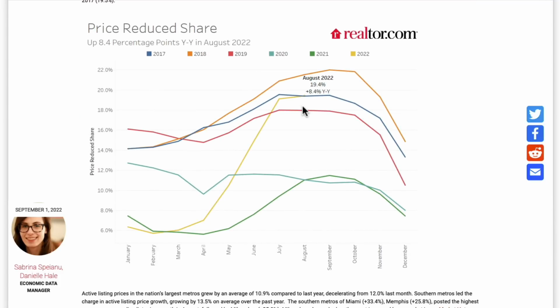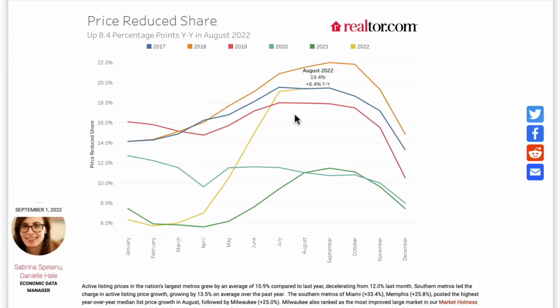This is the interesting one. This sort of cements it for me that more houses are just not going on the market or being removed from the market. This is the price reduced share, and it was really shooting up. This was consistent with people wanting to sell their homes before the price gets too low. There's going to be a lot of supply coming on the market. That will help fix housing costs.